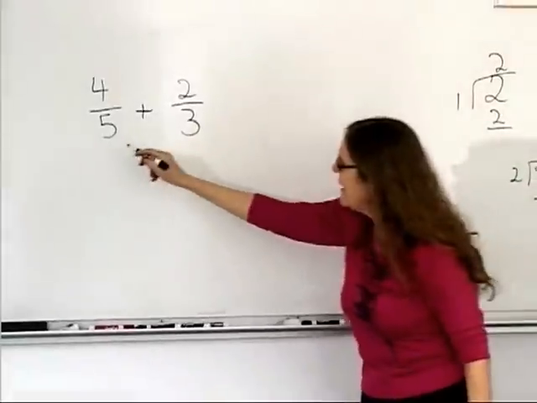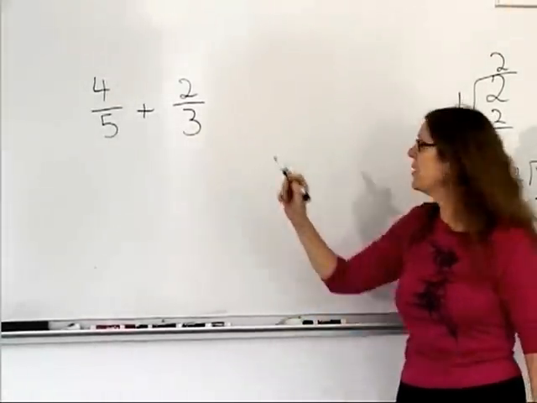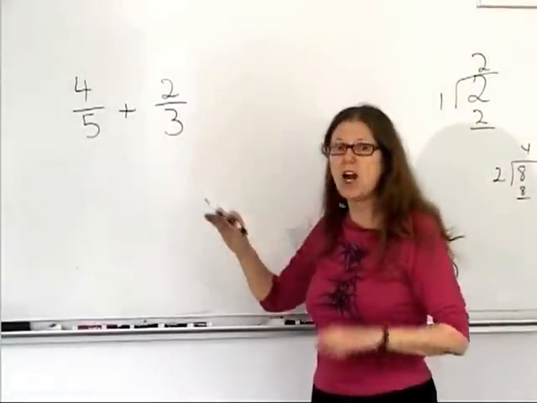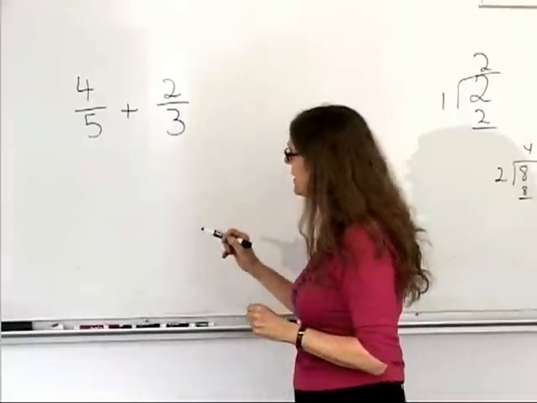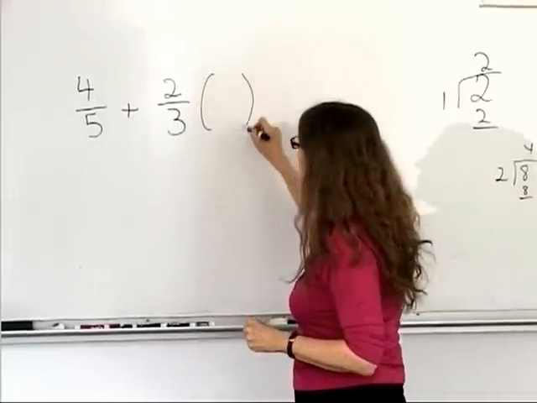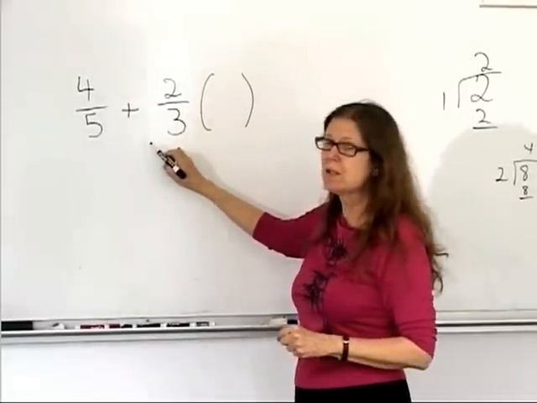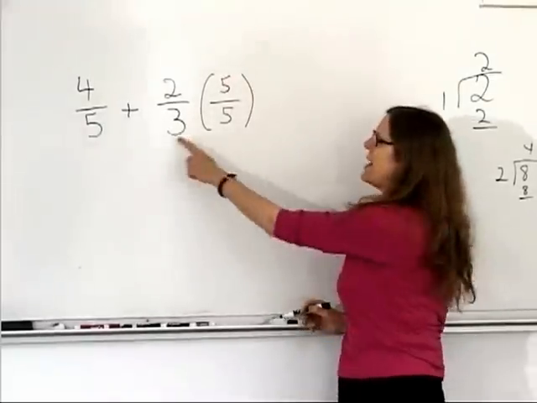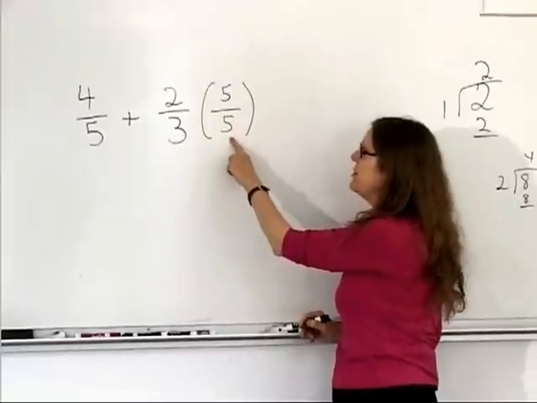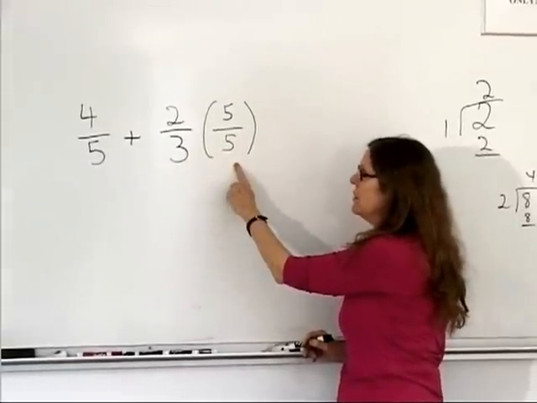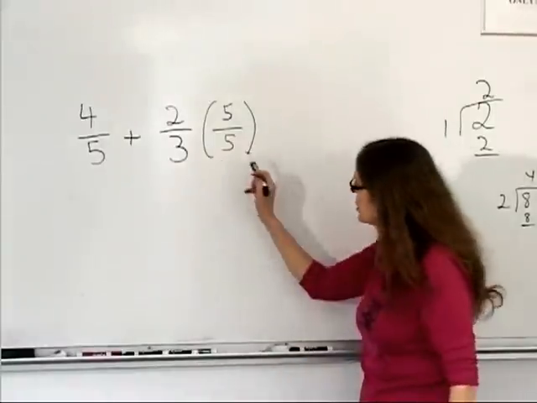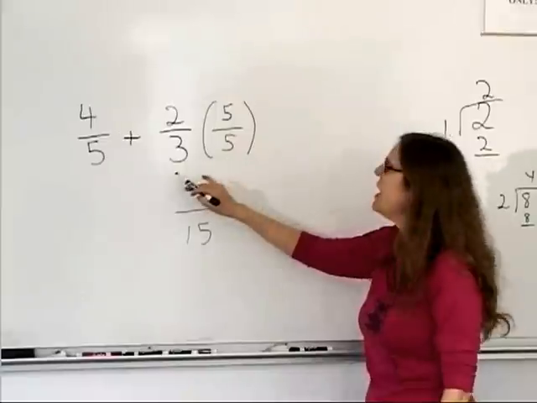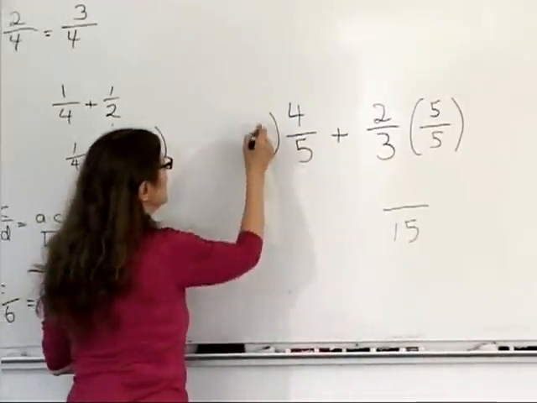Okay? Can't add them directly. They're like apples and oranges because fifths and thirds are different things. So I've got to get a common denominator, and if I multiply 2/3 by 5 over 5, I am multiplying it by a form of 1, so I'm not changing the value, but I've selectively chosen a form of 1 that's going to give me a denominator of 15, because I can do the same thing here.